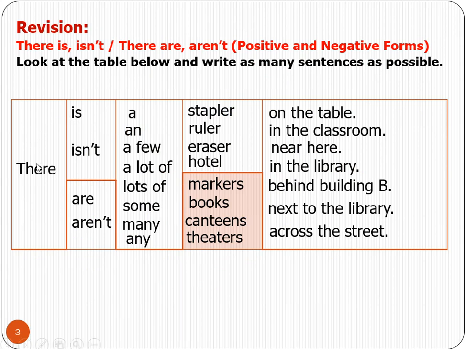Now have a look at this table. I would like you to take out your notebooks and you can pause this audio recording and write as many sentences as you can by using there is, there are, for positive and negative forms. Now I give you 10 minutes to write sentences. Good. Can we move on to the next one?